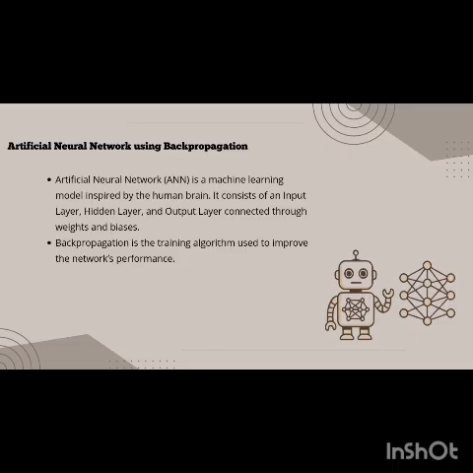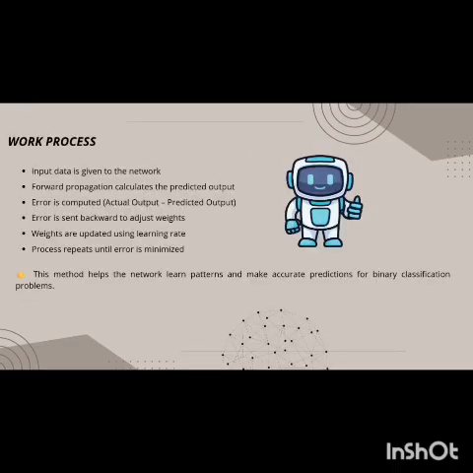Let's see about the backpropagation method. Backpropagation is the training algorithm used to improve the network performance. It is used to train neural networks, and the most important thing is that the backpropagation method works by calculating the error. So let's see the working process of the artificial neural network.